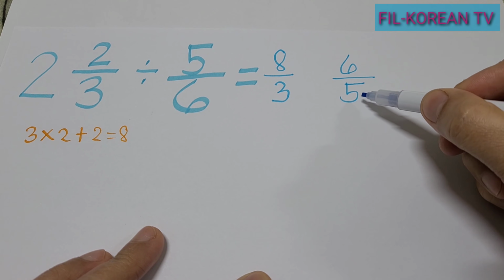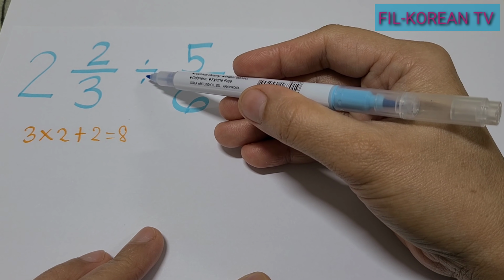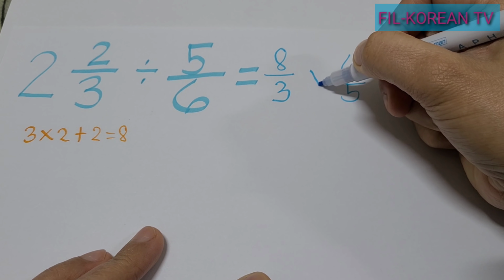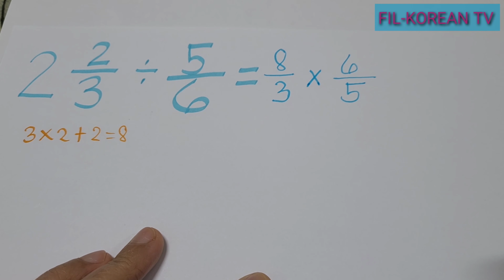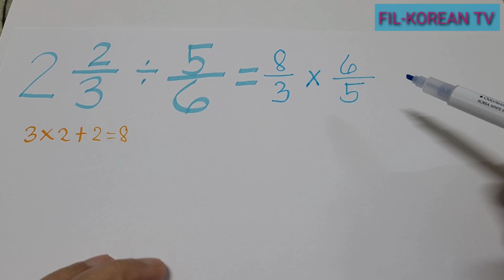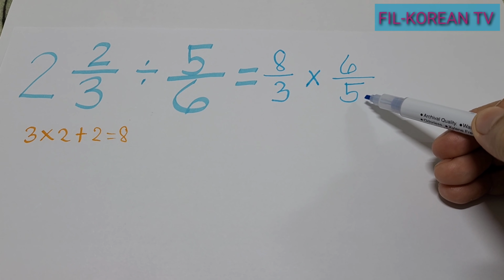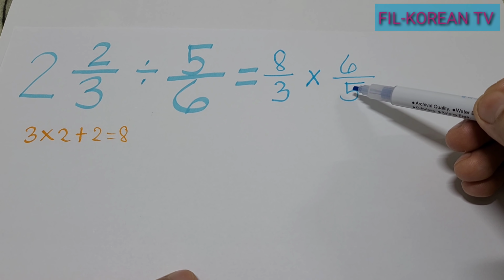Okay, ito na yung reciprocal. The next, i-change natin yung division sign sa multiplication sign. Okay, so magmumultiply tayo. Tingnan natin kung pwedeng gamitan ng cancellation method. Yung 8 at saka 5, walang common factor aside from 1. Okay, hindi na natin kailangang i-cancel sila.